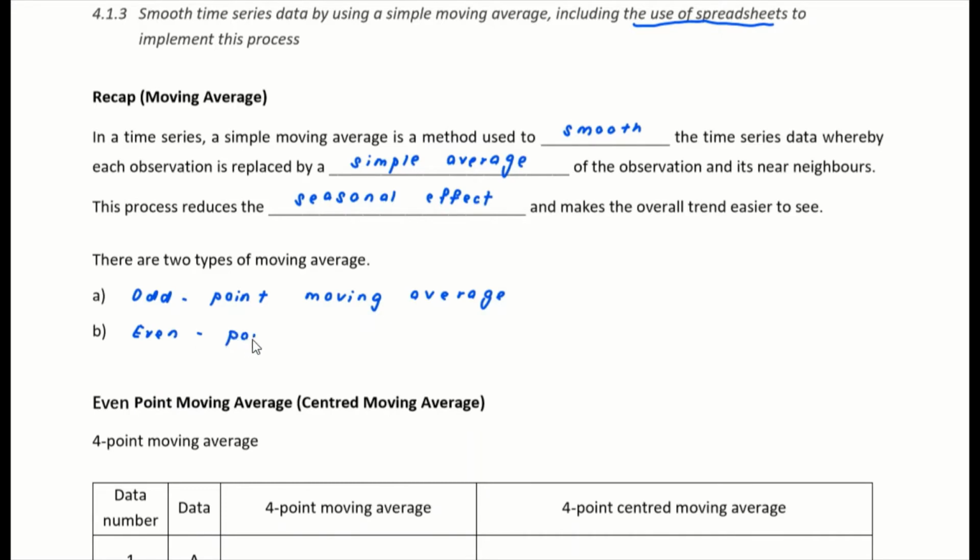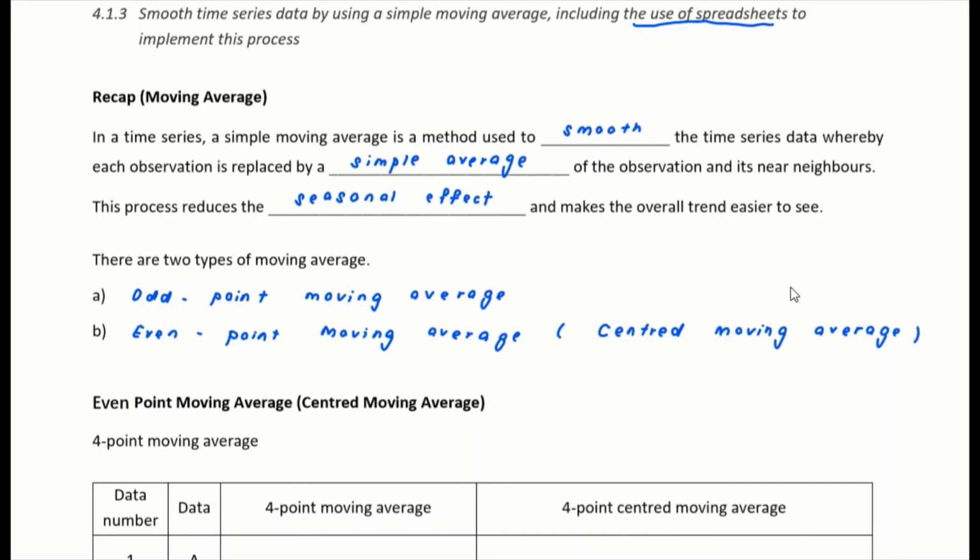Even point moving average is also called centered moving average. Why do we have this centered moving average? When we have an even number of data points and we try to find the center of the data points, it actually lies between two time periods. So there will be a misalignment of your data and the measurement of time. This is why we need to carry out another step for moving average if we are dealing with an even number of data. That's basically what we have gone through.